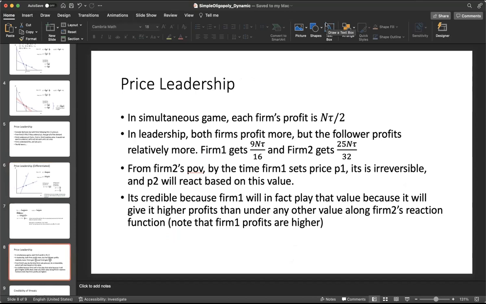So in a simultaneous game, each firm's profit is n tau over 2. In leadership, both firms profit more, but the follower profits relatively more. Firm 1 gets that, and firm 2 gets that. Right? From firm 2's point of view, by the time firm 1 sets P1, it's irreversible. So set na sa P1, and firm 2 will just set a price lower than that and undercut.